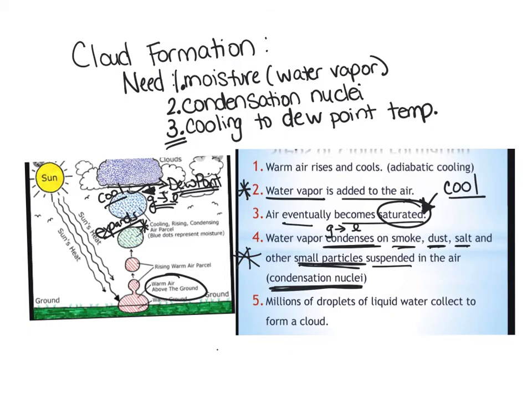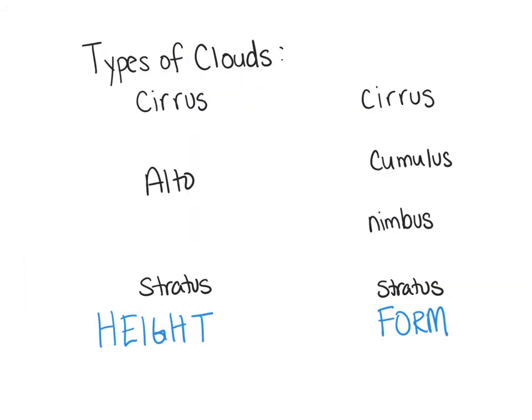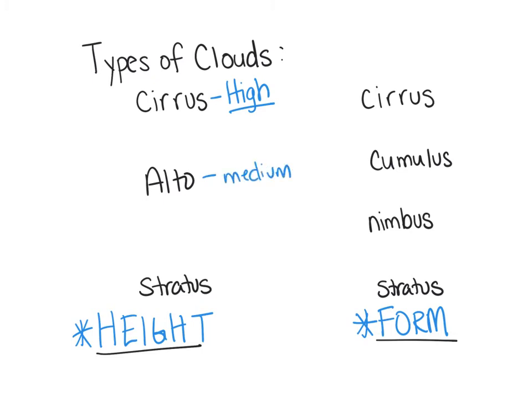and it can go from a gas to a liquid. We can name clouds according to their height and their form. We have three main words that we use for height. Cirrus means high altitude, alto means medium altitude, and stratus means low altitude.